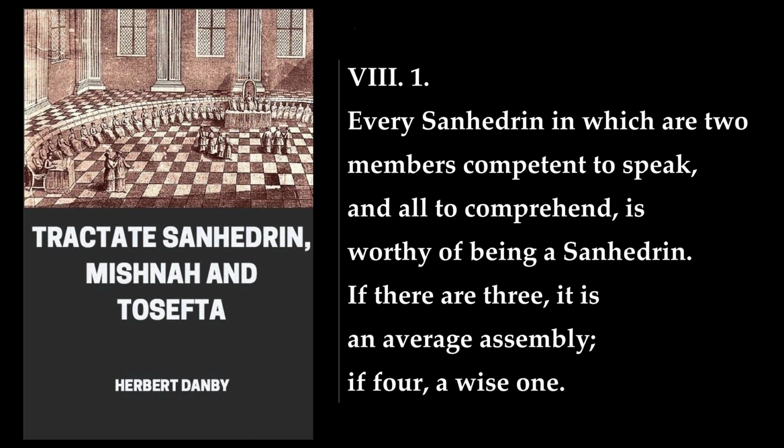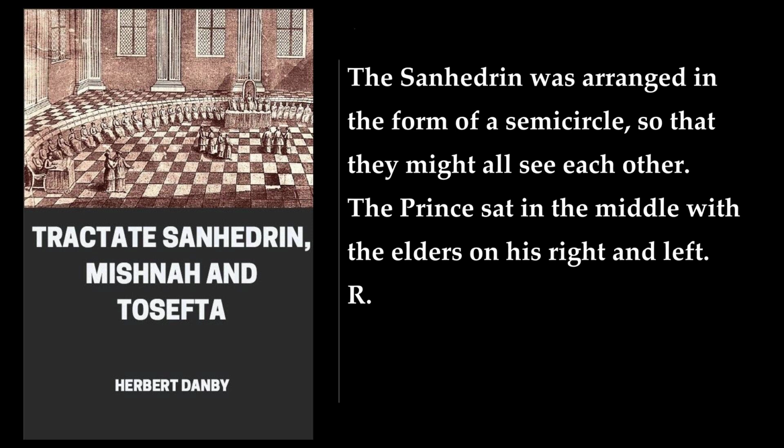Every Sanhedrin in which are 2 members competent to speak, and all to comprehend, is worthy of being a Sanhedrin. If there are 3, it is an average assembly. If 4, a wise one. The Sanhedrin was arranged in the form of a semicircle, so that they might all see each other. The prince sat in the middle with the elders on his right and left.